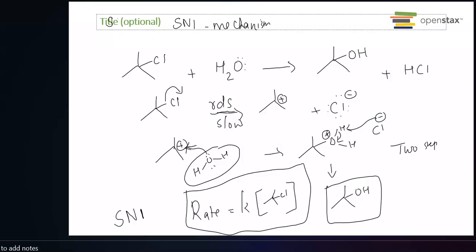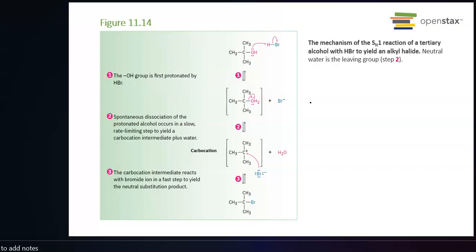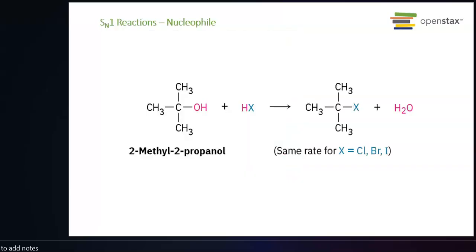Now regarding the leaving group tendency, it's the same as SN2. That means if you have a good leaving group, the reaction takes place faster. OH minus is the worst leaving group, and the tosylate or water molecule, these are the best leaving groups. Okay, and then among halogens, iodide is the best leaving group, and then chloride would be the worst leaving group. Okay. This is kind of the same trend that we saw in SN2 reaction. So here again, it's showing the mechanism of SN1 reaction. We already looked at that.